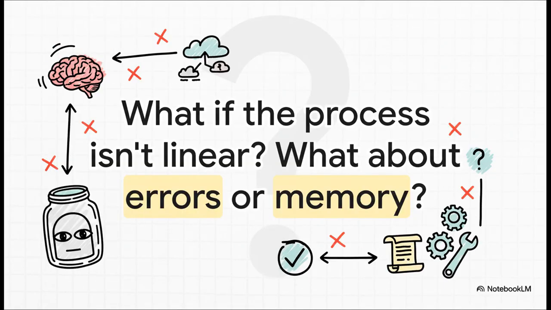But, the real world is messy. What happens if the LLM messes up and creates a bad query? Or what if you want to ask a follow-up question? This simple one-way street just breaks. It's stateless, which is a fancy way of saying it has zero memory of what just happened, and it can't handle mistakes. We need something a lot smarter.